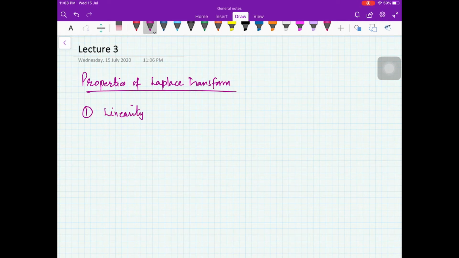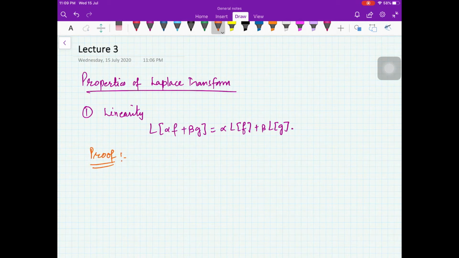We already know this. So that means that Laplace transform of alpha f plus beta g is equal to alpha L of f plus beta L of g. Proving the properties of Laplace transform is very simple. So I'll prove one or two properties. Rest you can do by yourself.